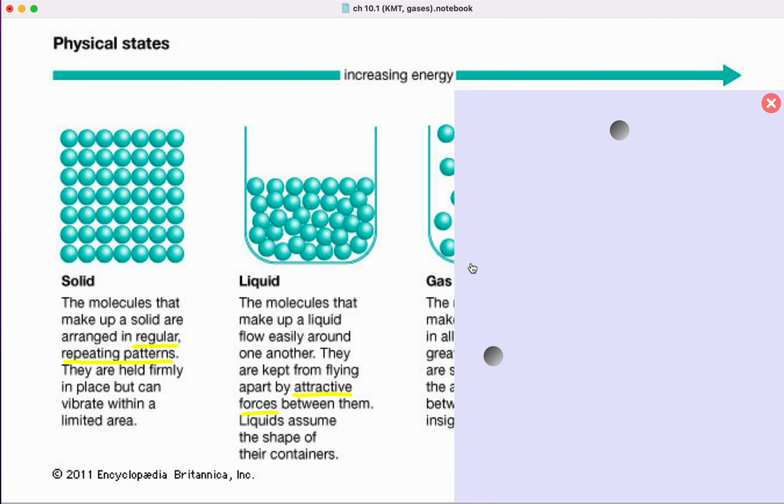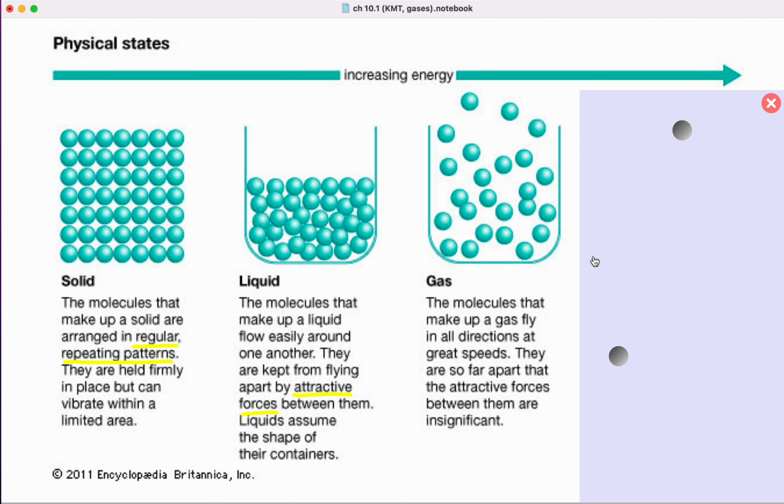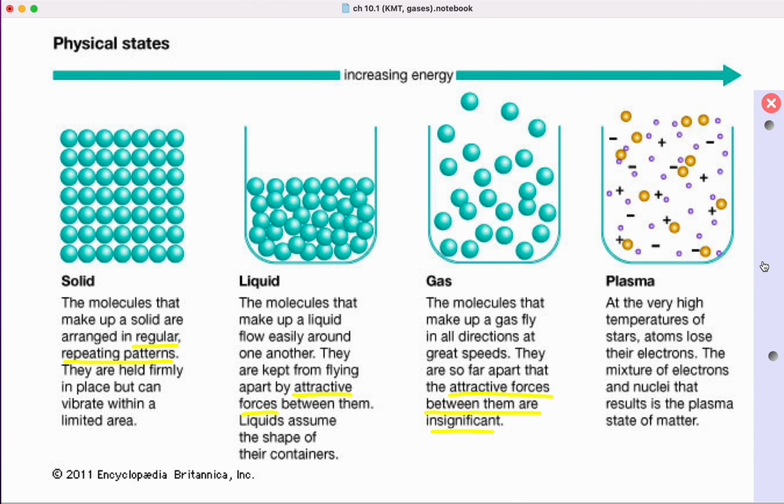If we add more energy, then the liquid becomes a gas. And in a gas, the particles that make up a gas fly in all directions at great speeds. The particles are so far apart that the attractive forces between them are insignificant. We're going to talk about that in detail later. Now, if we continue to add energy, the next state of matter is plasma, but we're not really going to talk about plasma this year because that's really more physics than chemistry.